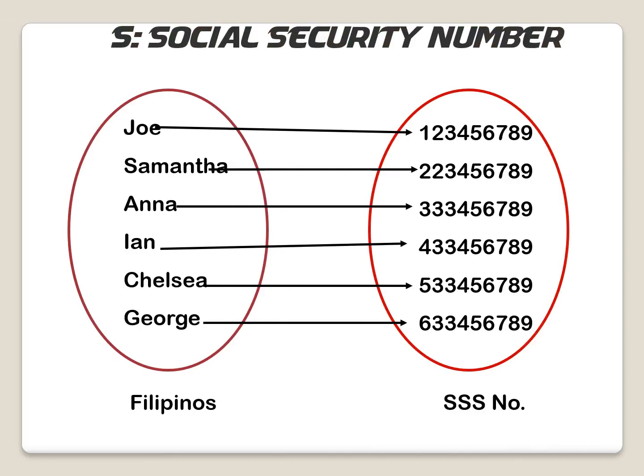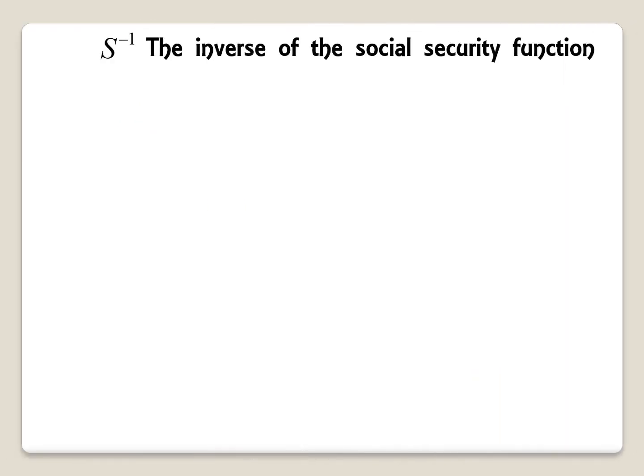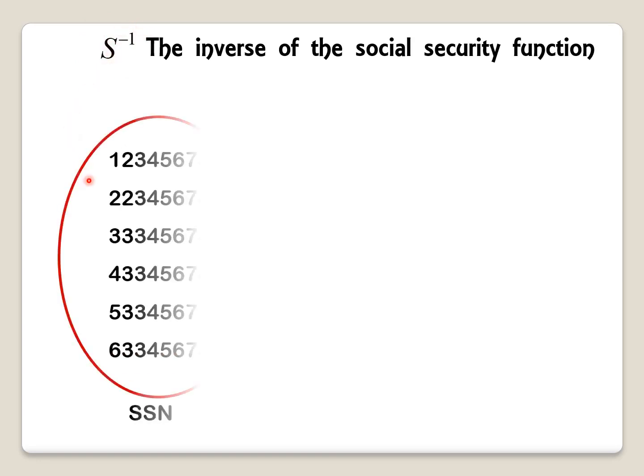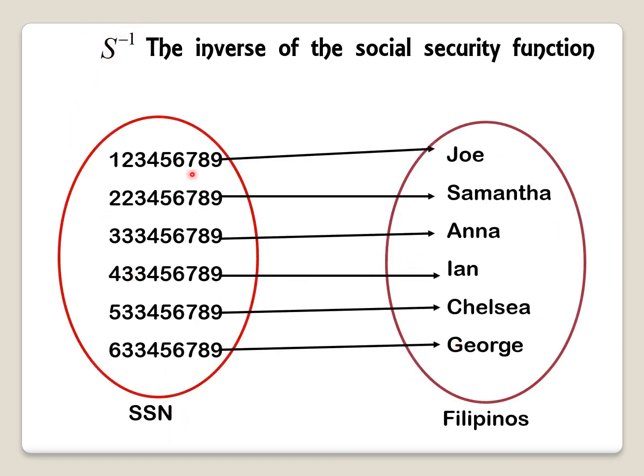Let's have this example, the social security number. Again, this one is a one-to-one function. And if we get the inverse function of this, all you have to do is to interchange. And this will be the resulting function. So S stands for the social security number. So we will have here S of -1, or the inverse of the social security number. So instead of writing the names, you will write first the social security number and then the name. So you just interchange the domain and range. This is how you represent it.